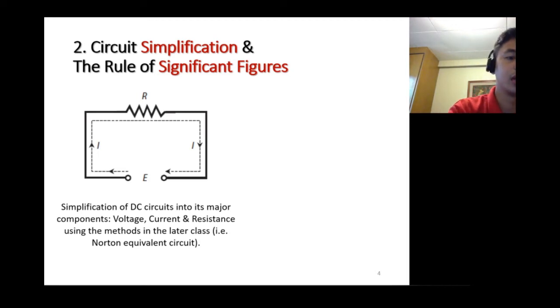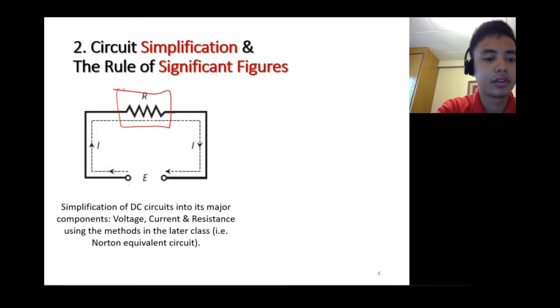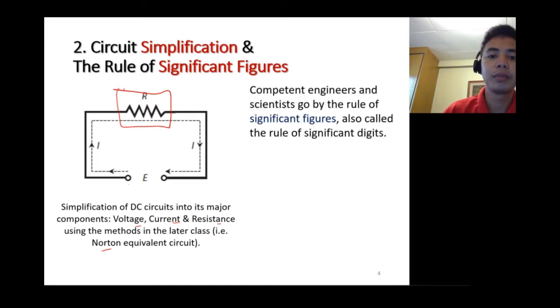For example, you have a resistor, you can represent this as your device, the device that consumes current, with a potential difference E. So it can be simplified by its major voltage, current, and resistance. Later we will talk about the principle that we call Norton or Thevenin equivalent circuit. From a complicated circuit, we simplify it into the principal circuit.